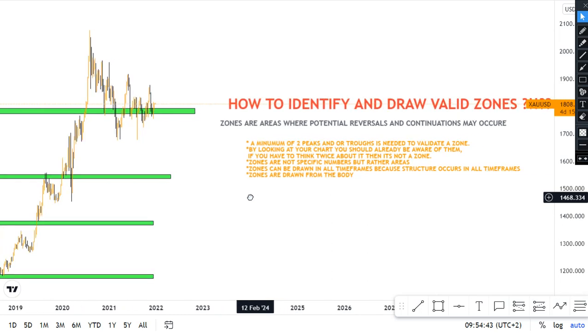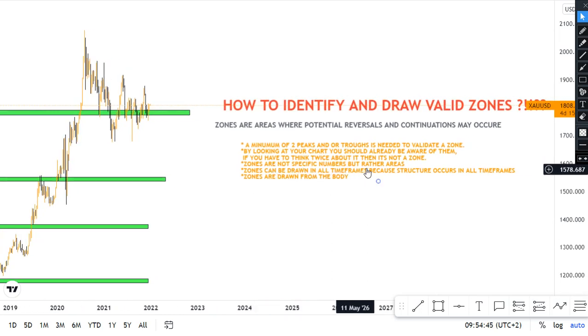Then I say zones are not specific numbers, but rather areas. And we all know that because there's a video I once posted on psychological price levels. I had my psychological price levels, and on top of them I drew zones, right? And I explained that zones are an area rather than a price. You can go and check the video. It will explain how zones and price levels work, right?